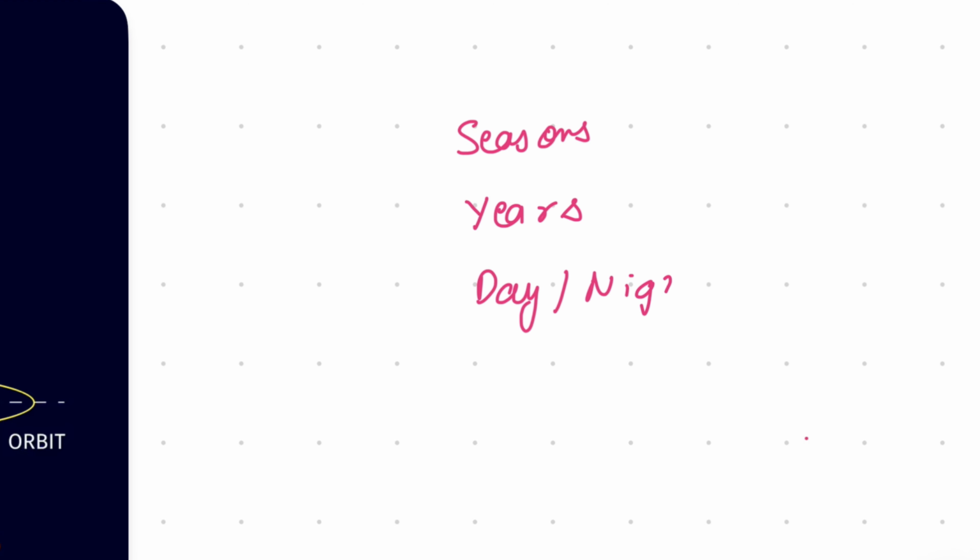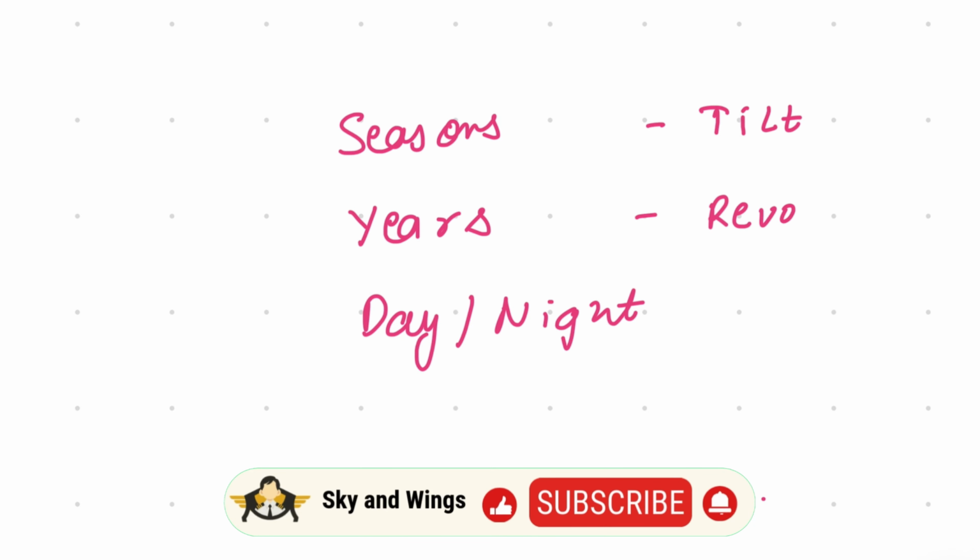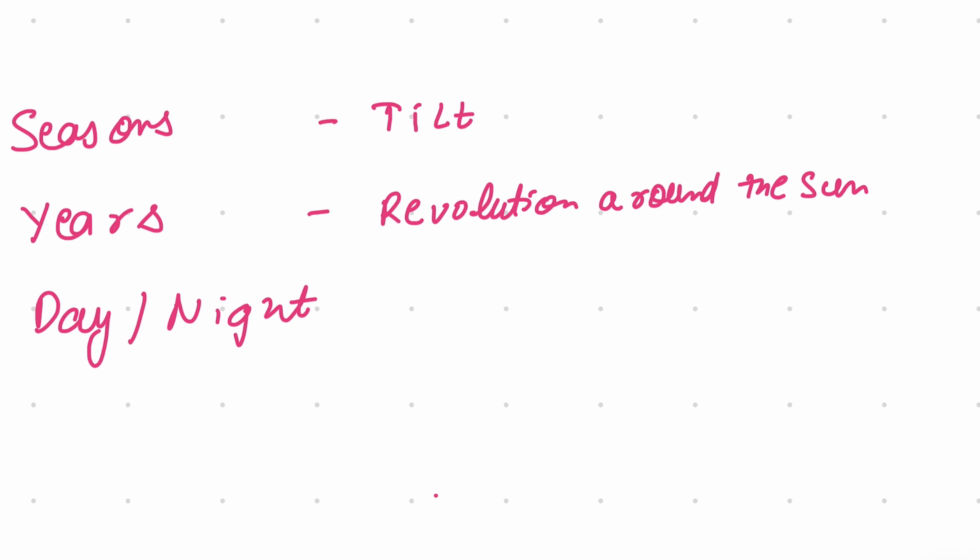First is seasons, second is years, and third is day and night. Seasons happen because of tilt, years because of revolution, Earth's revolution around the sun, and day and night happen because of rotation, Earth's rotation. First, we'll go through the seasons.